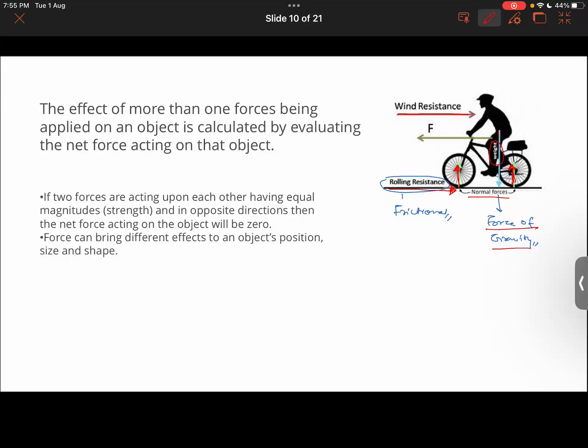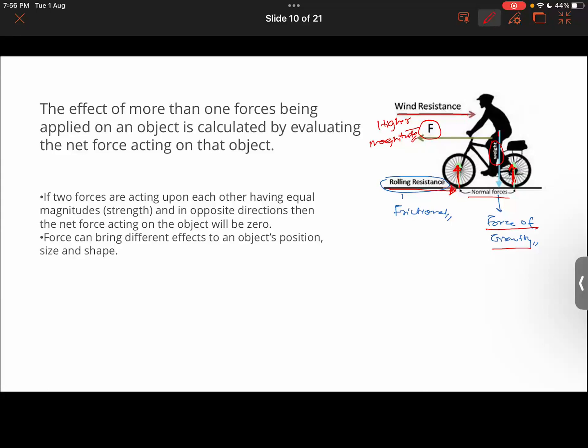So multiple forces are acting. The force which has a greater magnitude, in that direction the object will start to move. In this case, this force F in the forward direction has a higher magnitude. That's why the person is able to move forward. Basically, this force has overcome the wind resistance, the rolling resistance, the friction force, the weight, and the normal force.